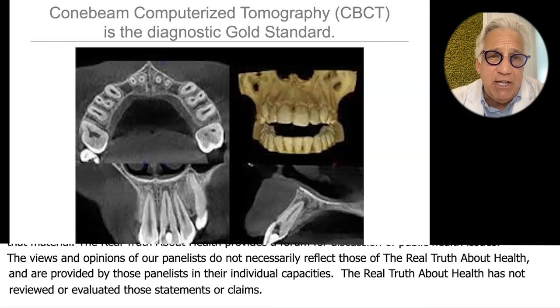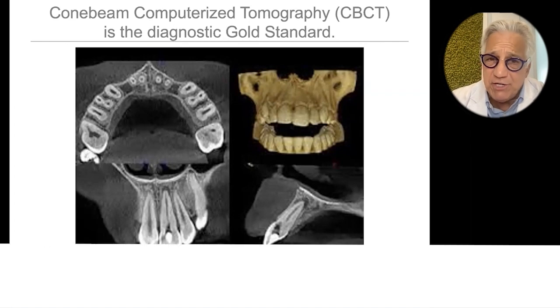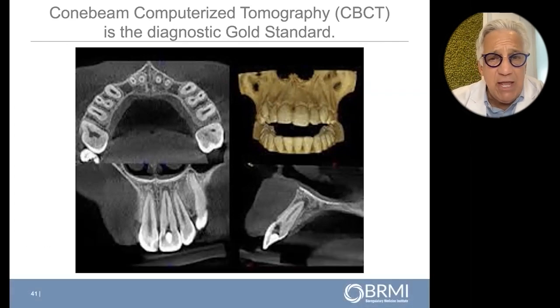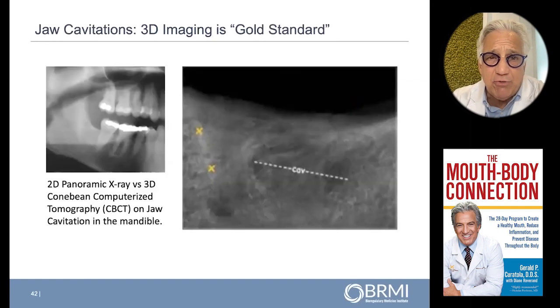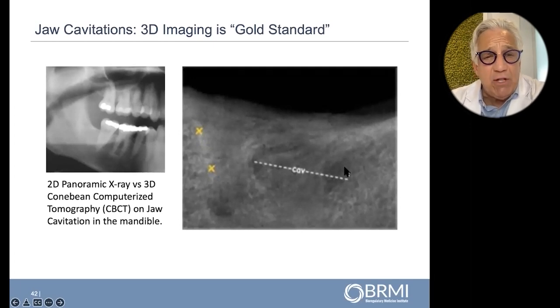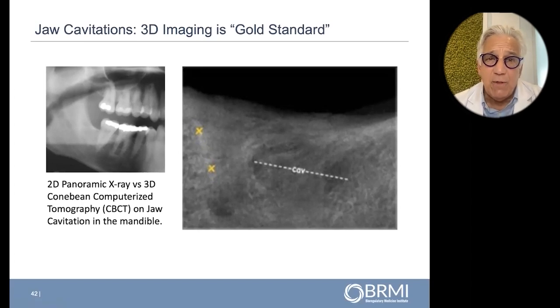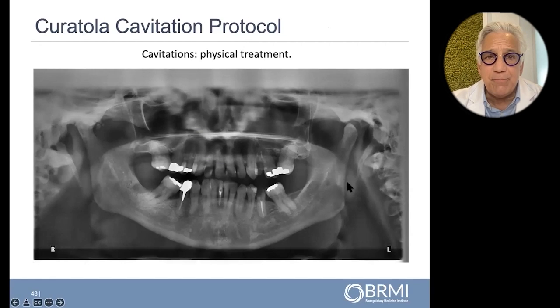And CBCT is a great diagnostic gold standard to rule out whether you have cavitations, any infections, any abnormalities in the jaw that can't be seen on a regular panoramic x-ray or a two-dimensional dental x-ray. And so we often read these, and I'm teaching other dentists how to read these now because it's a relatively new technology, and a lot of dentists aren't skilled in looking for cavitations or even knowing what they are. So here is a cavitation that's been diagnosed in a 3D scan.